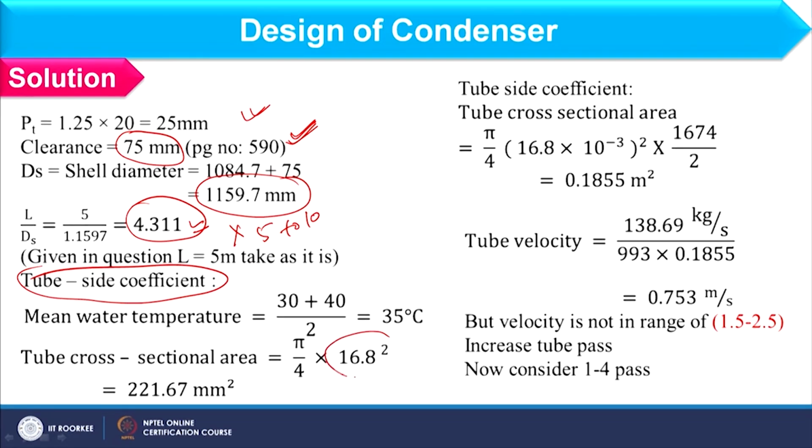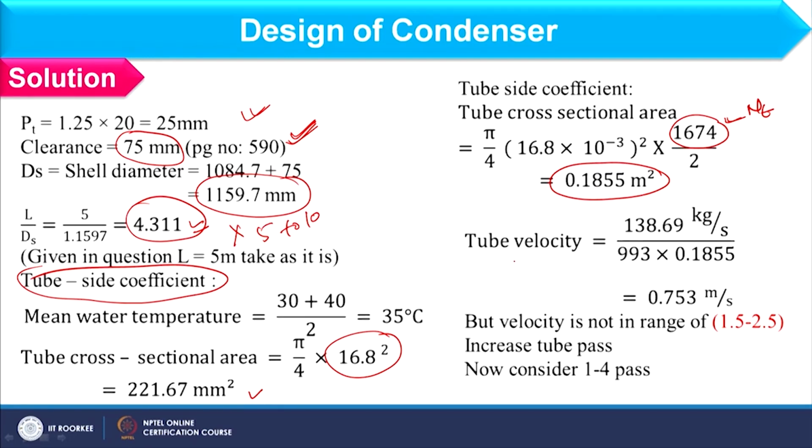So, this is basically the ID of the tube, and pi by 4 di square will give you the tube cross sectional area. The total number of tubes will be nothing but 1674 by 2, as 1674 is the total number of tubes, right. So, you can find out the cross sectional area of one pass as 0.1855 meter square, right.